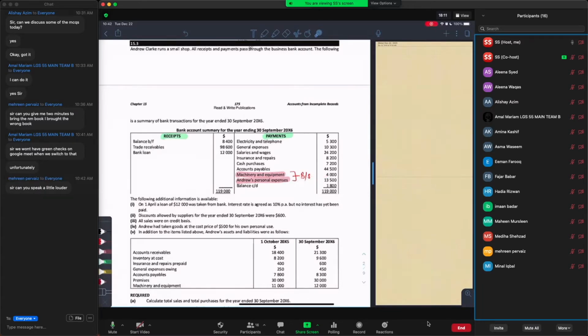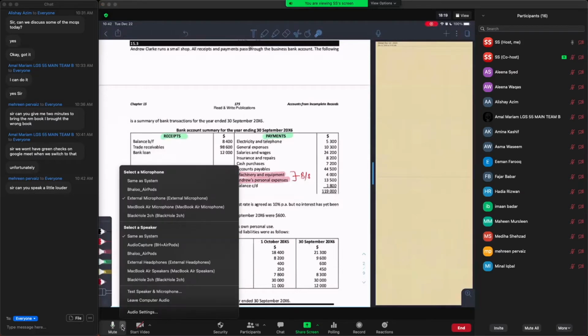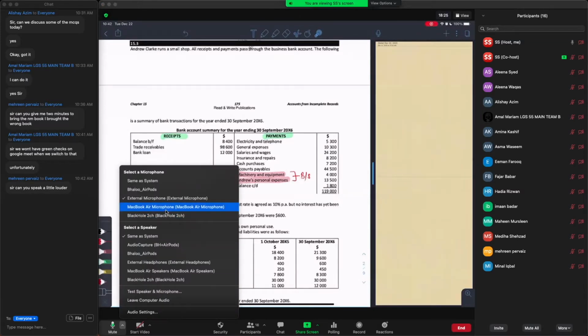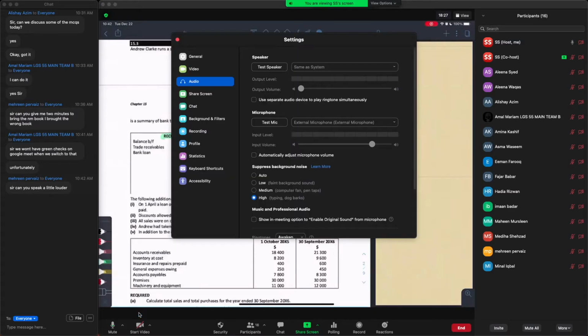And if we interpret this, is my voice coming low? Okay, let me check. Did I select the wrong mic? No, my mic is fine. Okay, I'll try to speak louder. Let me just make it a little louder. How's it now? Is it good? Better?